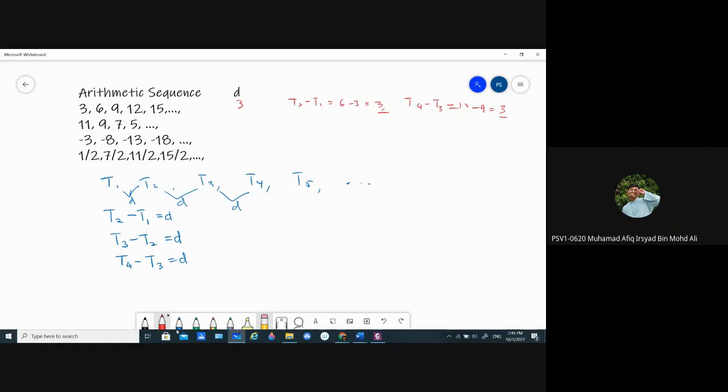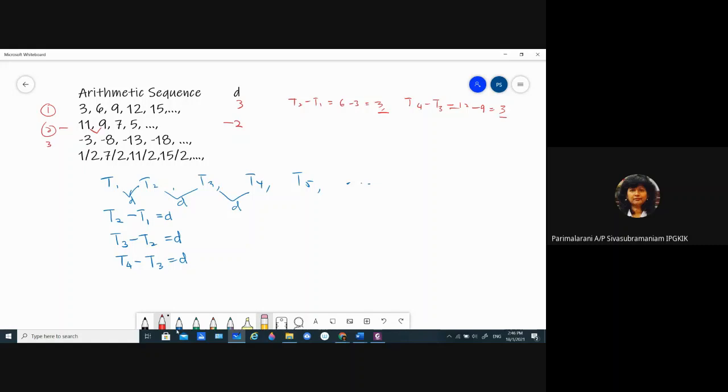How about the second sequence? What is the D? Term 2 minus term 1 is 9 minus 11, which is negative 2. Then 7 minus 9 is negative 2, and 5 minus 7 is negative 2. So the common difference is negative 2.